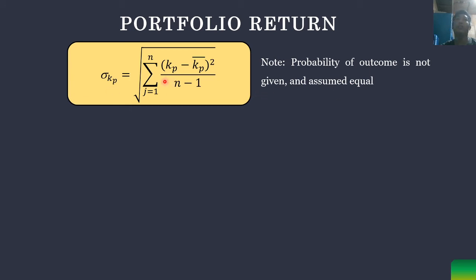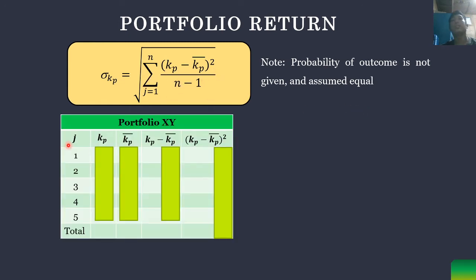So, ganito daw yon. Square root of summation of, again, ganun pa din, di ba? Yung difference between the return on the portfolio minus the return on the portfolio k-bar, okay, squared, all over the number of outcomes minus 1. Okay, so kay portfolio XY, how do we compute for that?